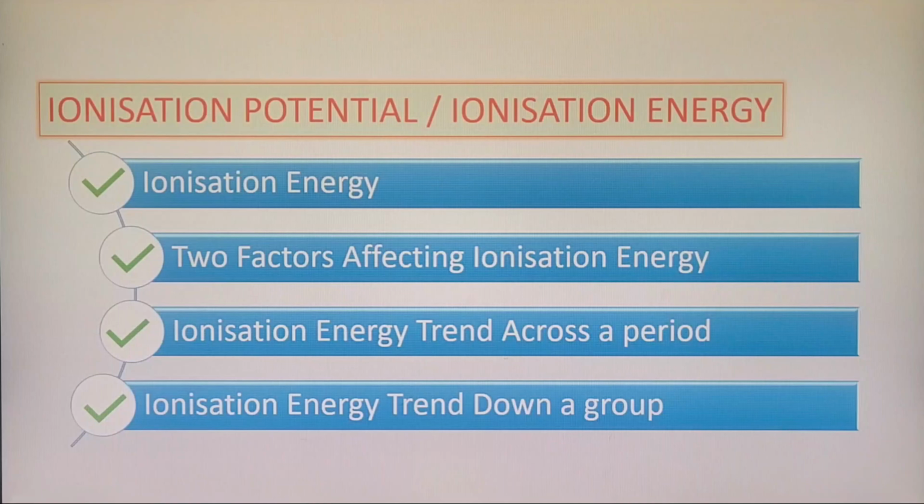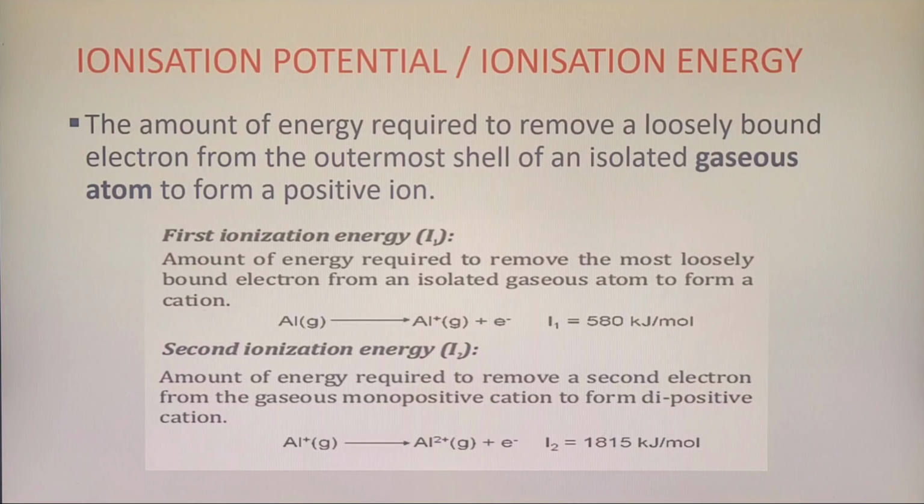So in today's class, we will be discussing the definition of ionization energy, what ionization energy is, and the factors that affect ionization energy. And as usual, we will be discussing the trends, that is how ionization potential or ionization energy varies across a period, that means from left to right, and how it varies from top to bottom, that is in a group. So let's start.